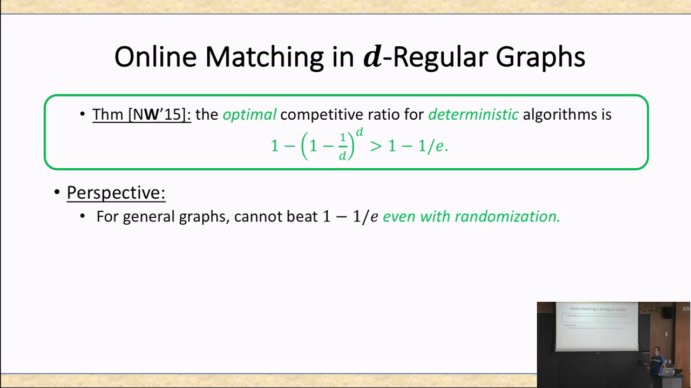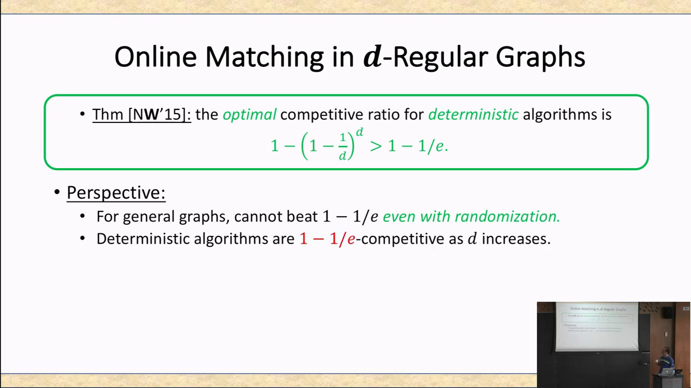What we said earlier is that for general graphs, you can beat 1 minus 1 over e, even with randomized algorithms. For deterministic algorithms on regular graphs, we showed that we can do strictly better. However, as d grows, this gets worse and worse. This tends to 1 minus 1 over e. And just to stress one more time, this is the optimal competitive ratio, so this is really all you could possibly get for deterministic algorithms. The problem inherently gets harder as d increases, not just for our particular algorithm.